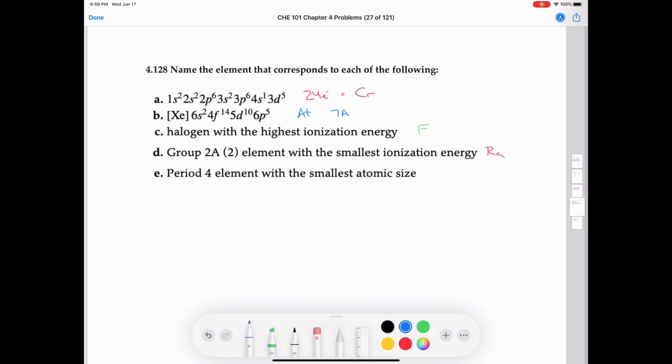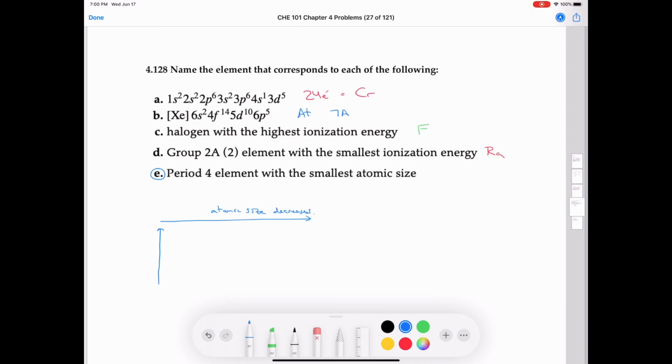And lastly, I'm looking for the period 4 element that has the smallest atomic size. And what do we know about atomic size? We know that as we go across the periodic table, as we go from left to right on the periodic table, the atomic size, we'll put here, atomic size decreases. The elements actually get smaller.